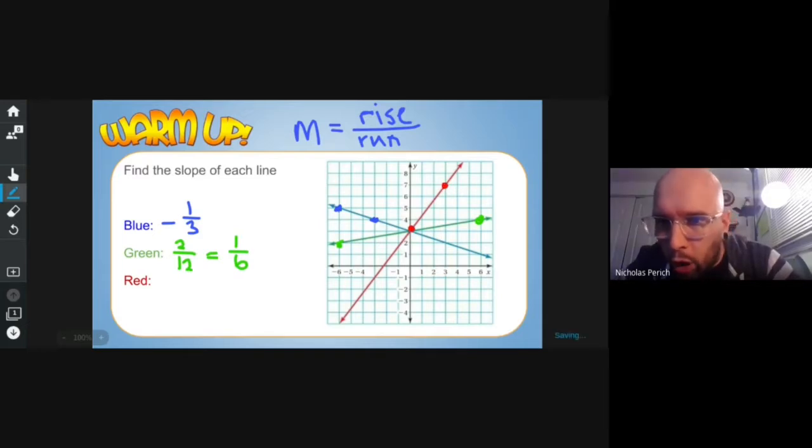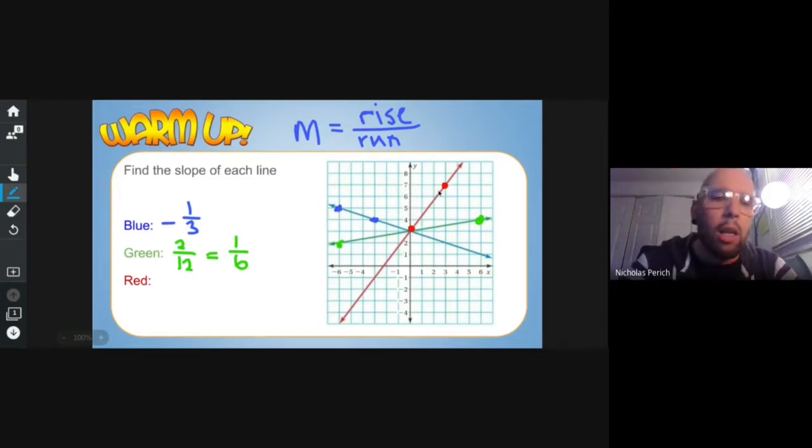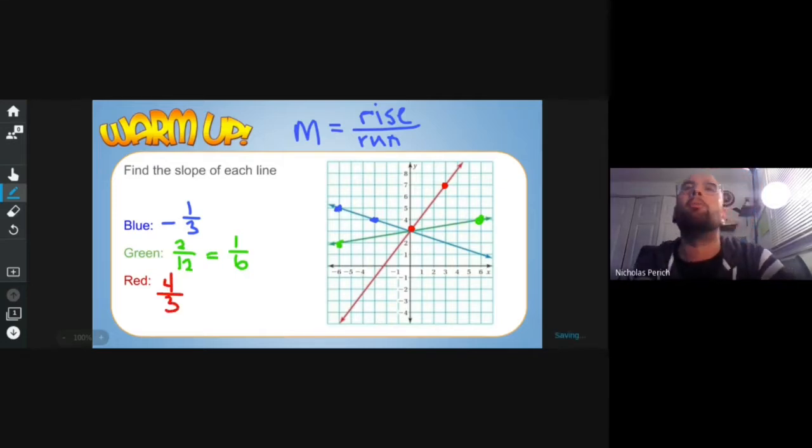So let's put a dot right there, and a dot right there. I'm going to go up 1, 2, 3, 4 over 1, 2, 3. Up 4, right 3 is positive 4 over 3. Keep it improper.